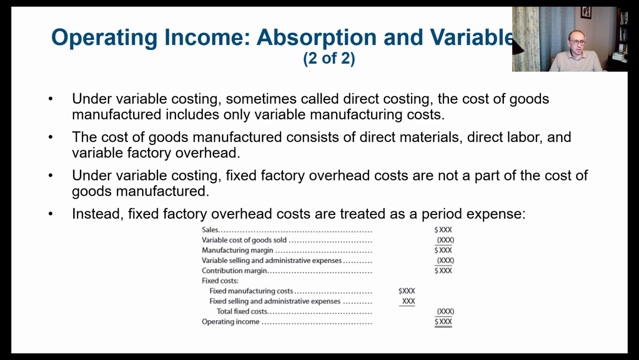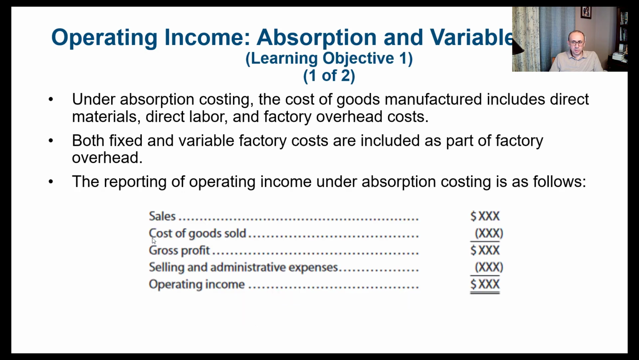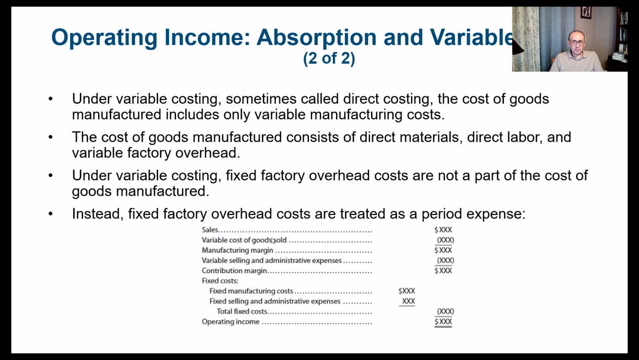So how do we calculate our operating income? We start with the same thing. We have sales, then we subtract from it variable cost of goods sold. Let me go back one slide. See here we have the cost of goods sold. In variable costing, we're going to use variable cost of goods sold, and that would give us the manufacturing margin. Out of the manufacturing margin, we subtract variable selling and administrative expenses to get what is called contribution margin.